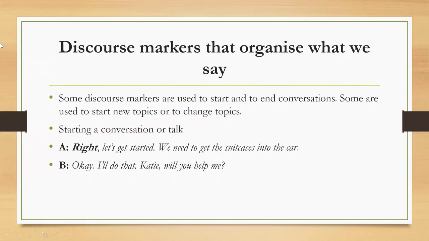So here I started by saying some discourse markers are used to start and to end conversations. Some are used to start new topics or to change topics. So let's look at this example. Person A says, right, let's get started. We need to get the suitcases into the car. Now, when you look at this sentence, the conversation is about packing suitcases into a car, probably for a journey. So instead of just shouting, we need to get the suitcases into the car, you can start with a discourse marker. Right, let's get started. We need to get the suitcases into the car.